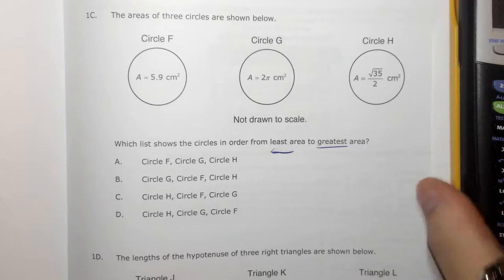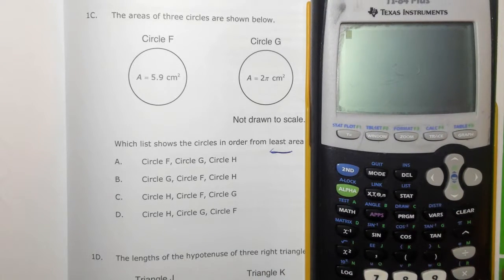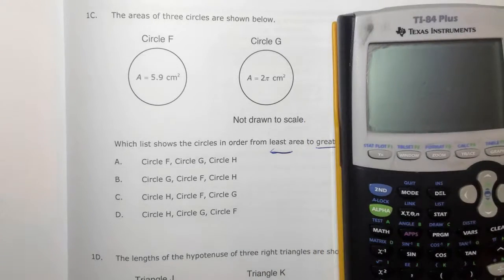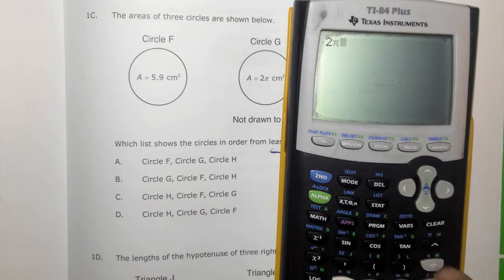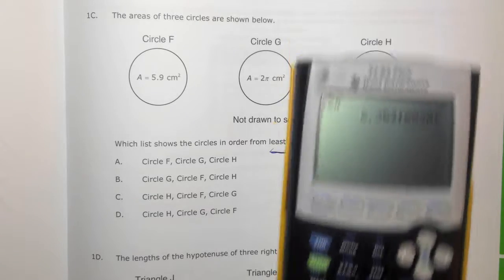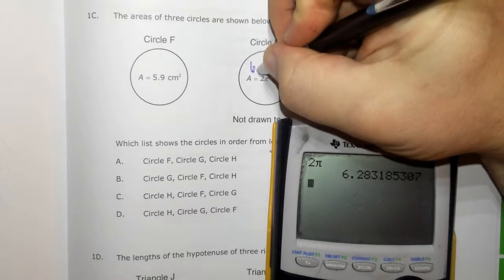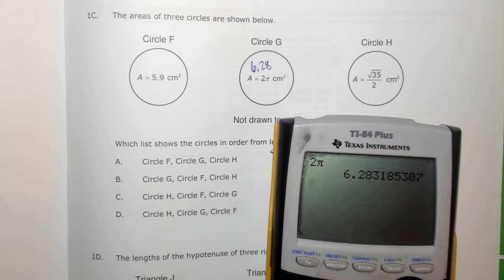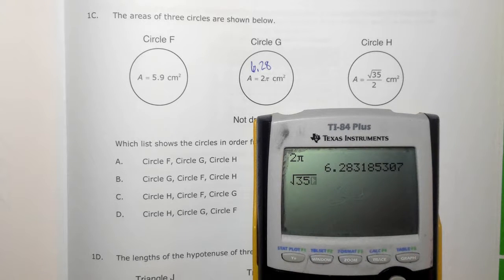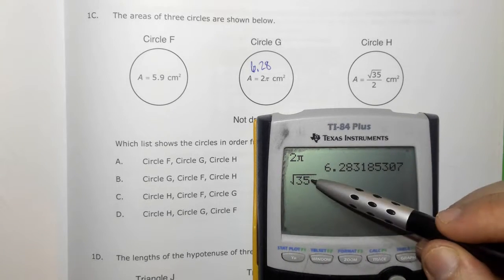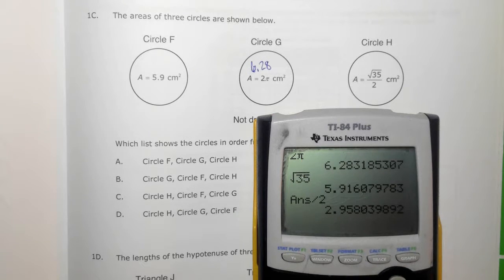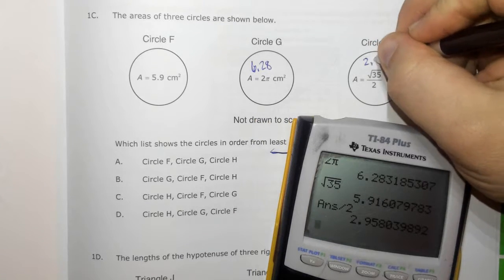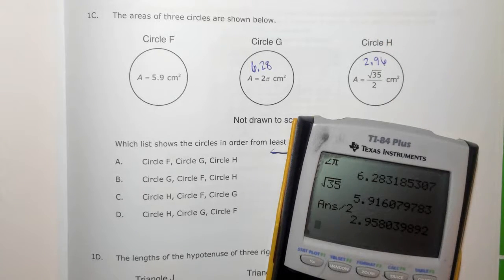greatest. Least to greatest. All right, so I'm going to come to my calculator. I have 5.9, so I already have that as a decimal. That's great. Now I'm going to do 2 pi. That gives me 6.28, so I'm going to write that down. And then I have second square root of 35. What I would do is do this first, and then divide it by 2, and that gives me 2.96 if I round it.